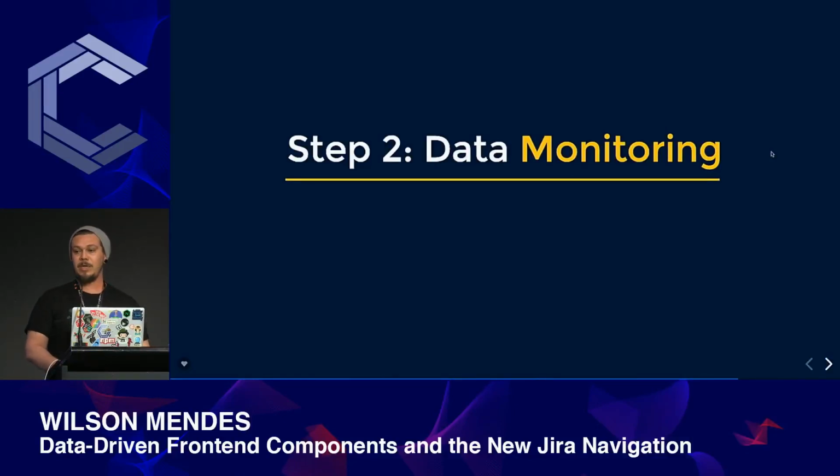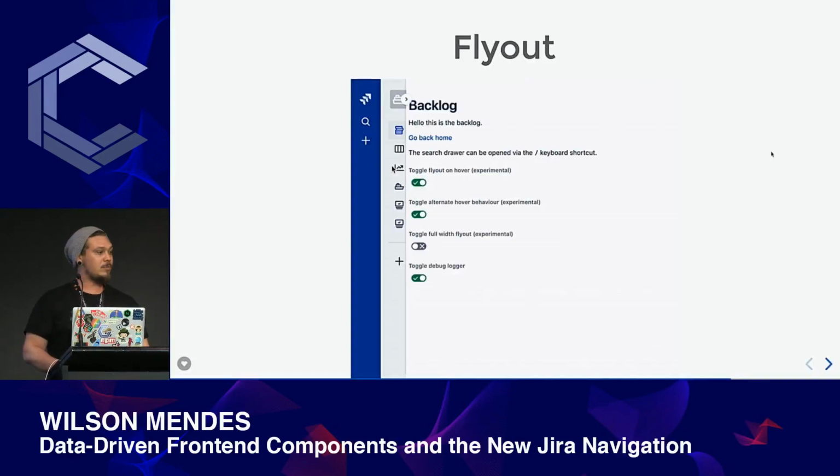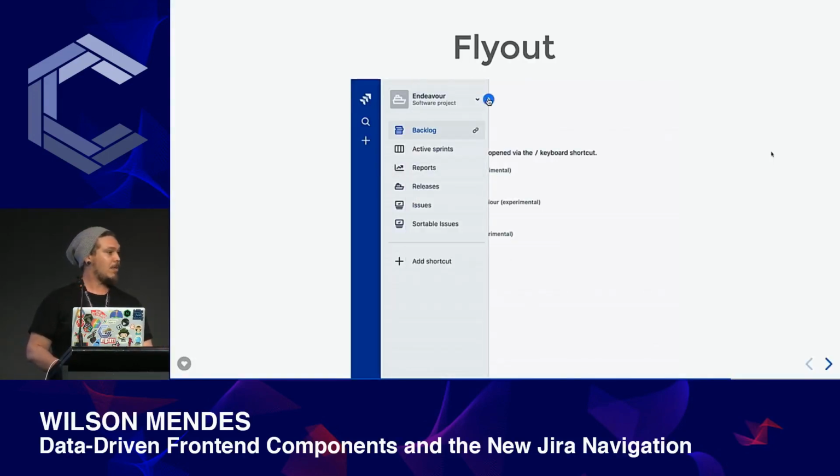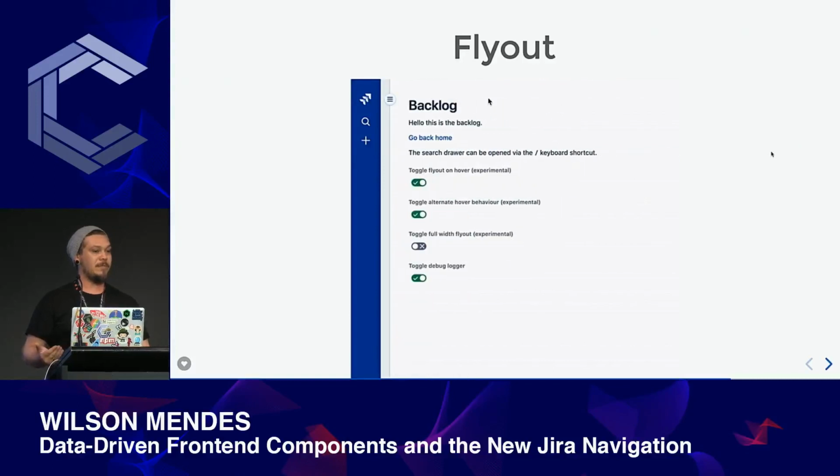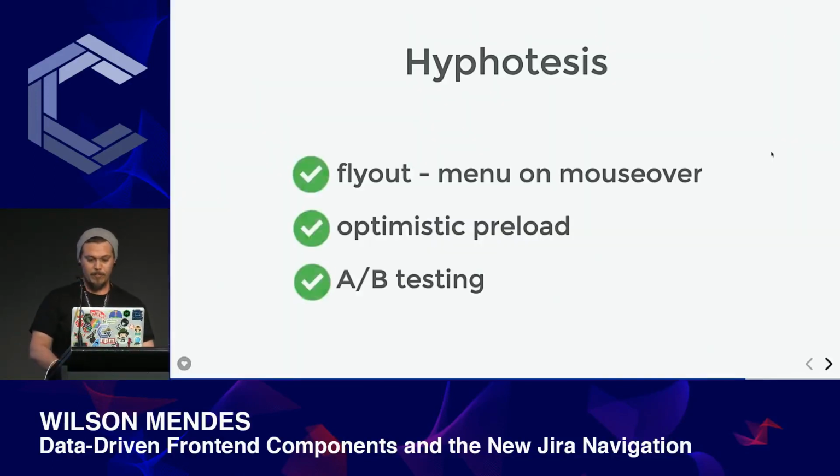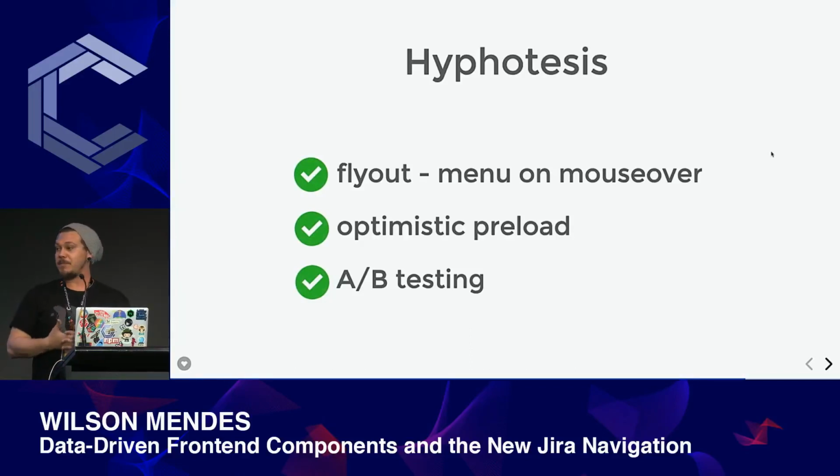But how can we monitor? So as I showed here, we can do experimentation, but how can we manage and understand if the experiment was a success or not? Let's start from scratch. The first idea is to have a hypothesis. And the first one was, OK, we have a flyout. It's a feature that will be turned on based on the menu when the user mouses over the menu.